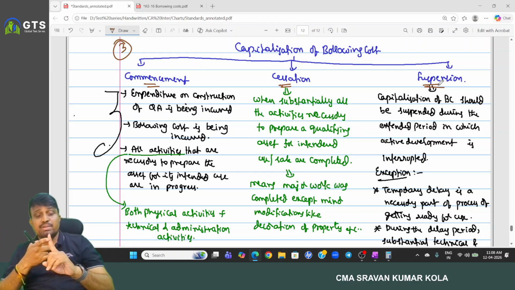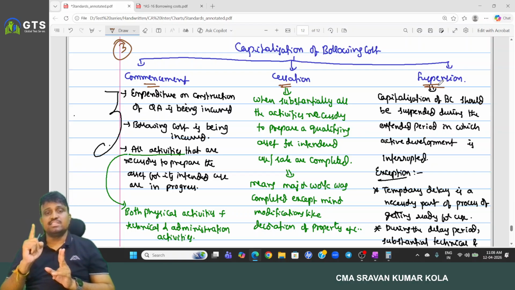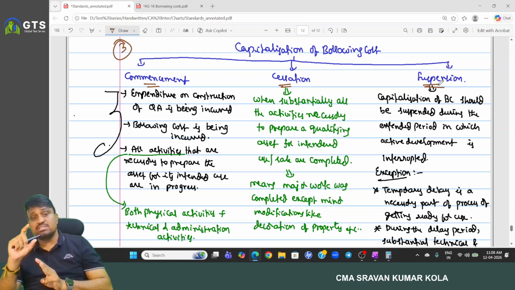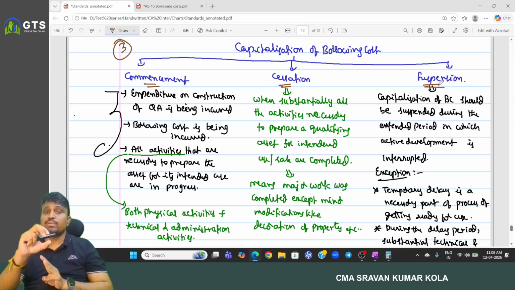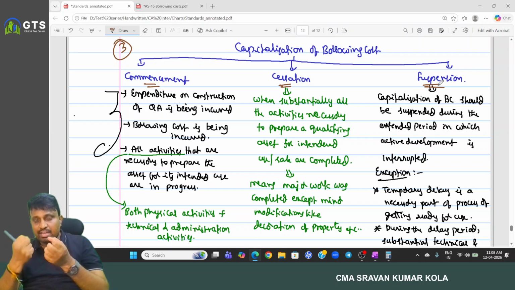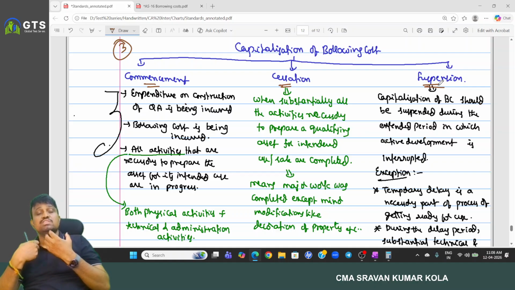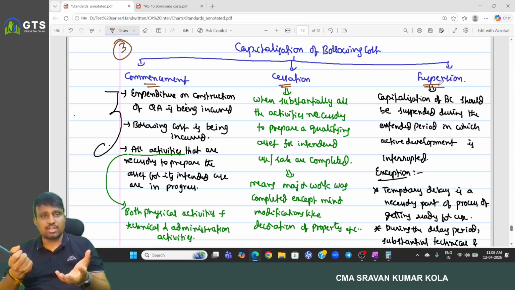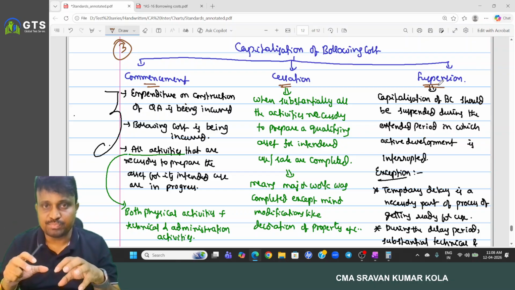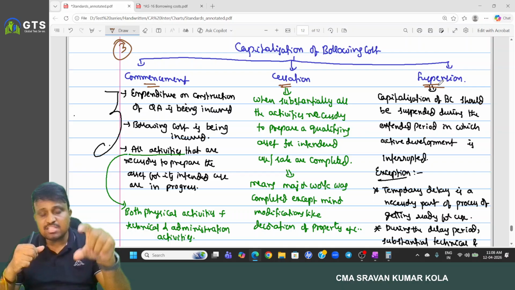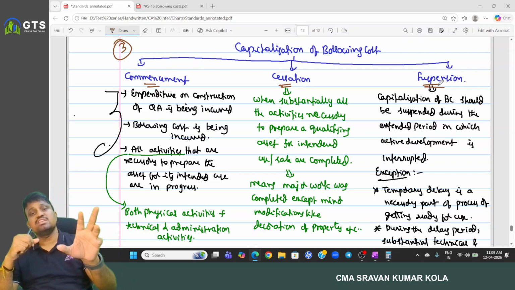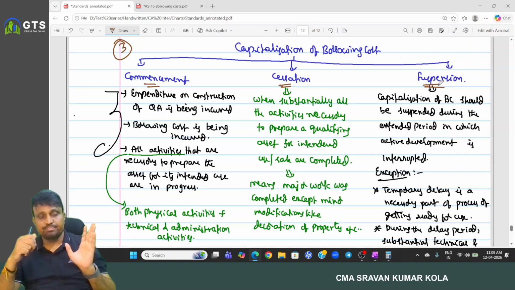What is that? Expenditure on the construction of a qualifying asset is being incurred. Second, borrowing cost is being incurred. And third, all activities that are necessary to prepare the asset must be in process. For bringing the asset into usable condition, whatever processes and activities are required, all those activities must be in progress. If these three points are satisfied, then we can start the capitalization of the borrowing cost. If any one of the points is not satisfied, don't consider it.